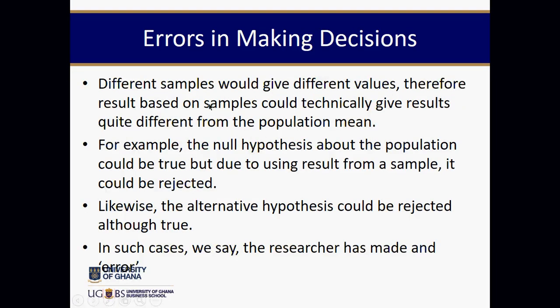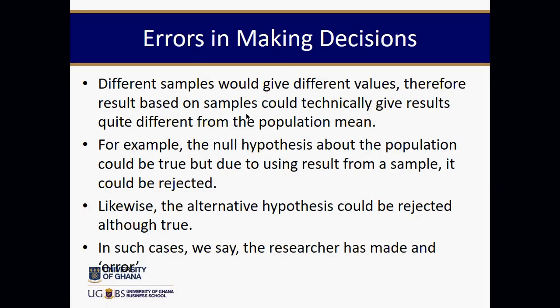So, errors in making decisions. I think I've explained this already, but let me go to the different types. Different samples would give different values. Therefore, results based on samples could technically give different results, quite different from the population mean.